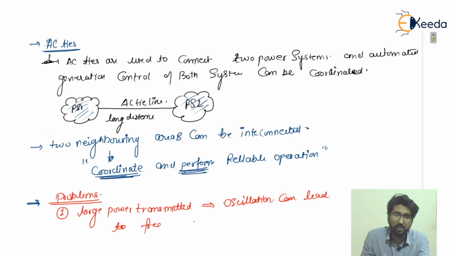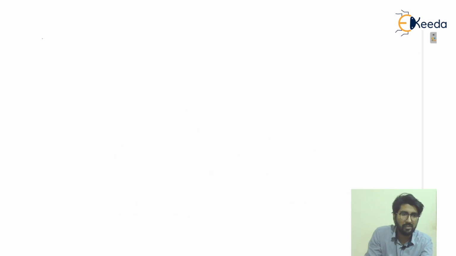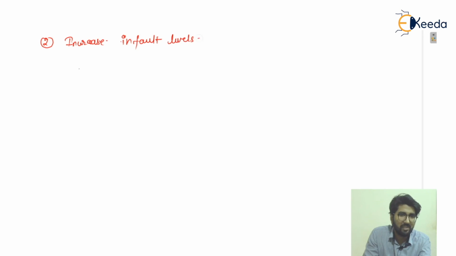So large power transmitted may have oscillations, and that can lead to frequent tripping. That is more important, you have to remember. These oscillations occur due to the LC circuit, and they are high frequency oscillations that cause frequent tripping. Again and again there will be tripping of the circuit breakers or relays, whatever interrupting devices are connected in the power system for protection purposes. Now the second point I can add is that it can increase the fault levels.